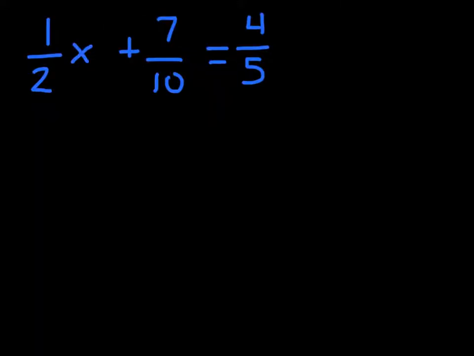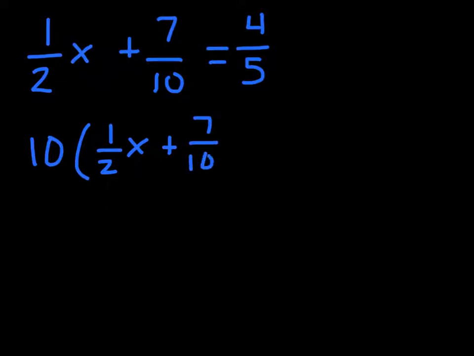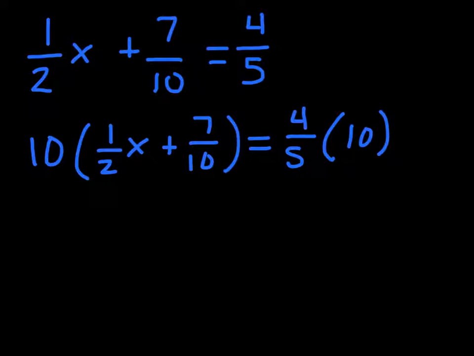Let's work another example together. 1/2 x plus 7/10 equals 4/5. So our first objective is to find the least common denominator, which is going to be 10. So let's multiply each side of the equation by 10. This will give us 5x plus 7 equals 8.